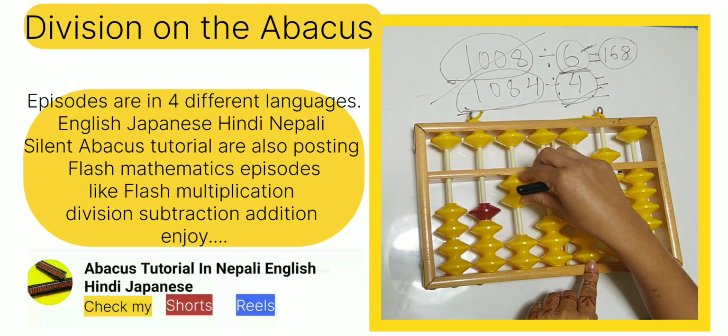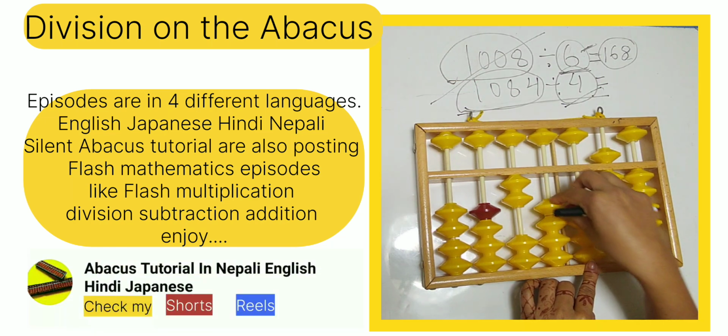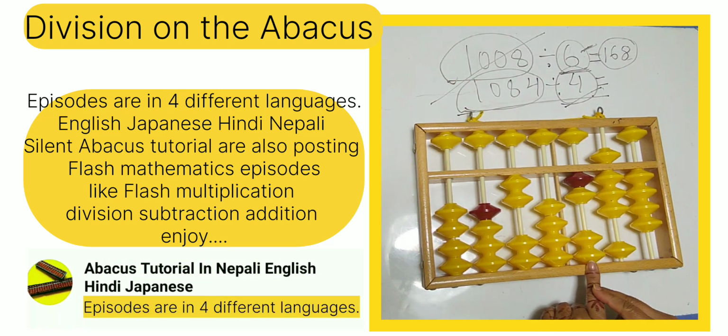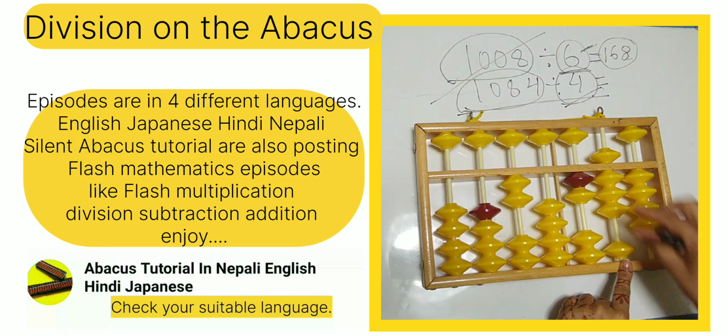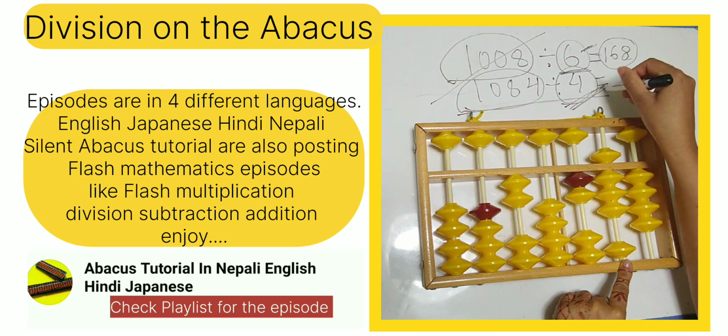4 twos are 8. You have to reduce 8 from this 10. So reduce 10 first and add 2. We reduced 8 from the dividend. And take one more digit from here. 2 and 8, 28. Divide by 4.